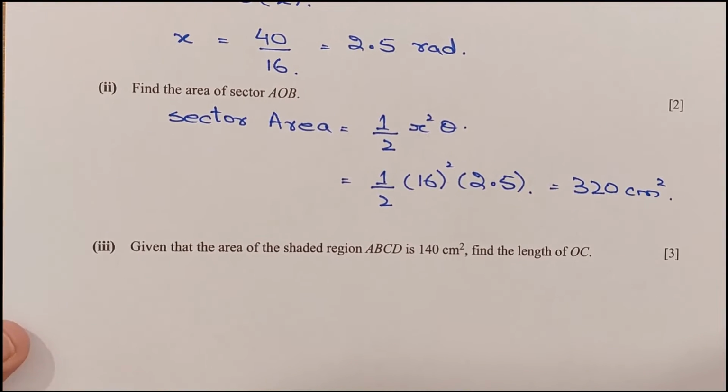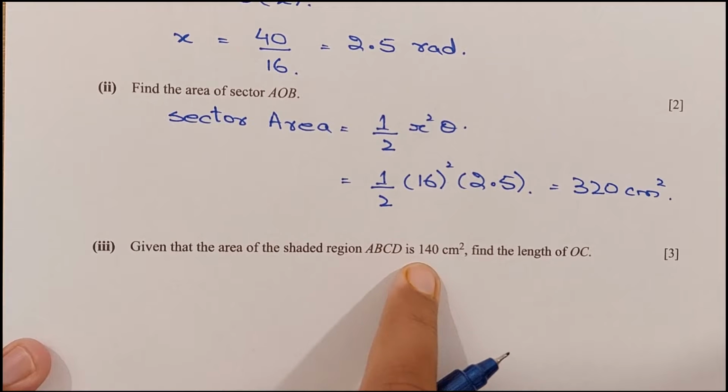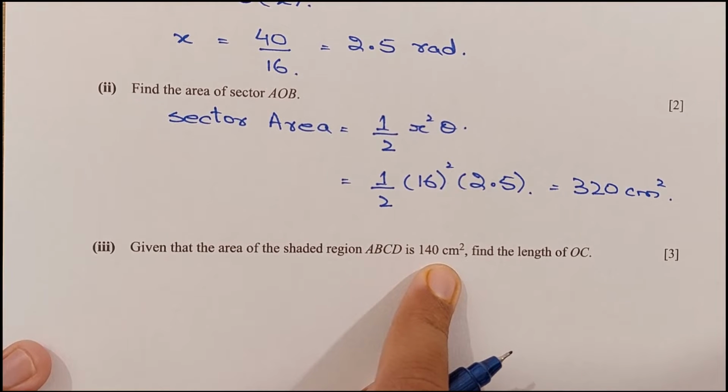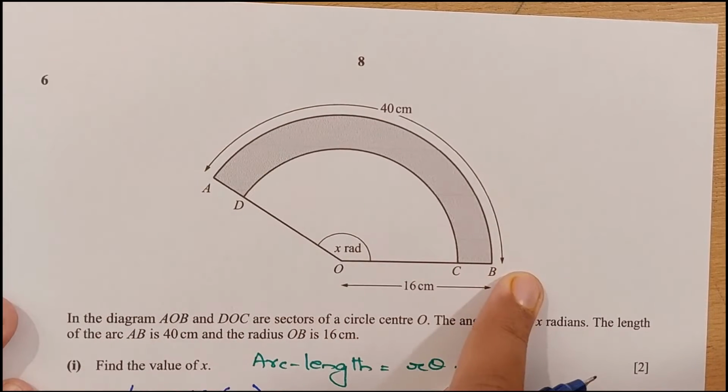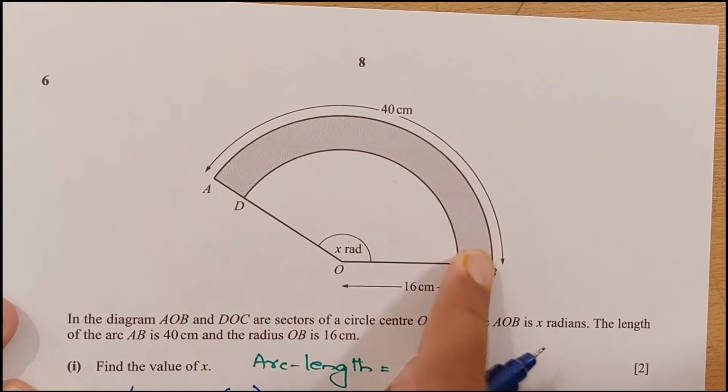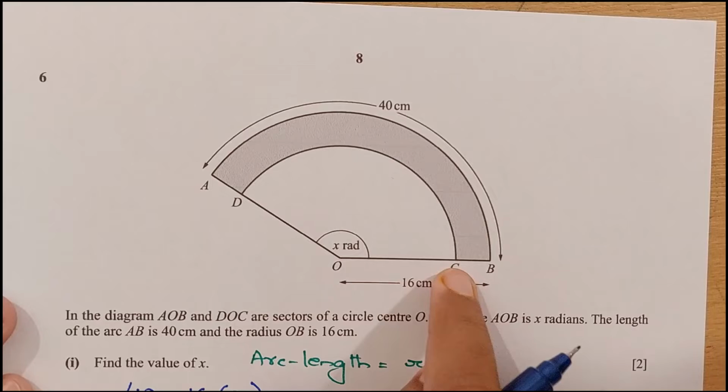Now for part 3, given that the area of the shaded region ABCD is 140 centimeters squared, find the length of OC, right? This is the shaded region A, B, C and D. This area is 140 and we have to find OC.